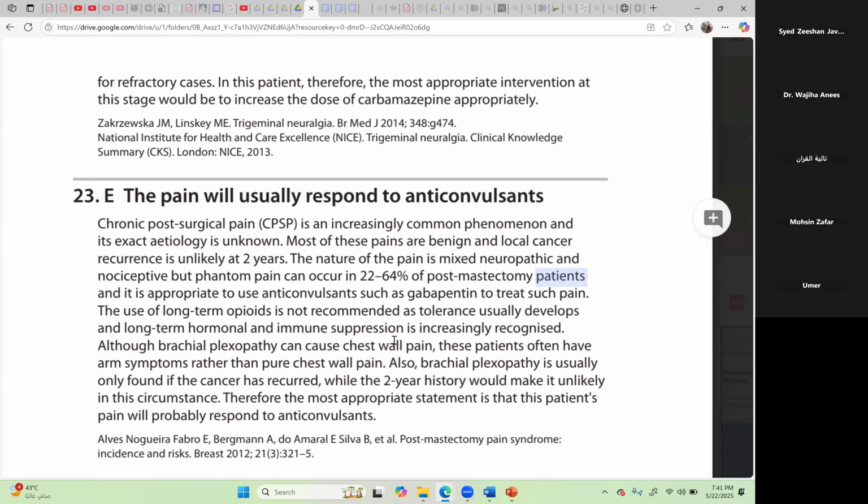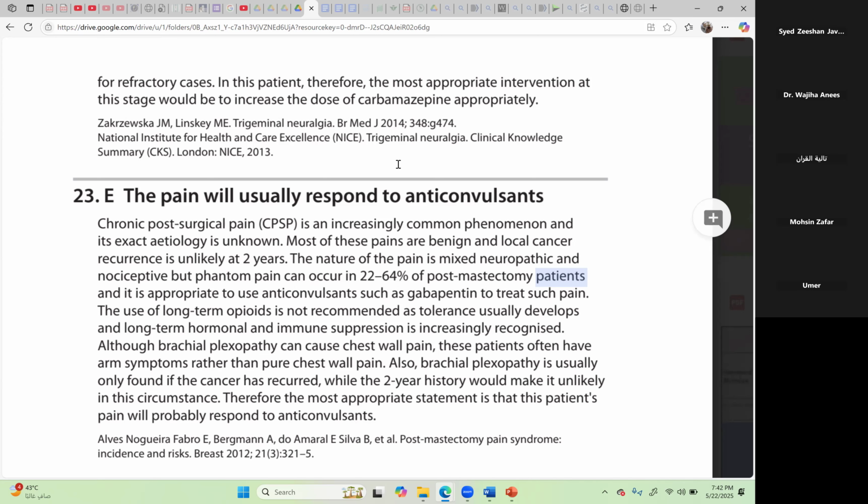Use of long-term opioids is not recommended as tolerance usually develops and long-term hormonal and immune suppression is increasingly recognized. Although plexopathy can cause chest wall pain, these patients often have arm symptoms rather than pure chest wall pain. Also, brachial plexopathy is usually only found if the cancer has recurred, while the 2-year history would make it unlikely in this circumstance. Therefore, the most appropriate statement is that the patient's pain will probably respond to anticonvulsants.